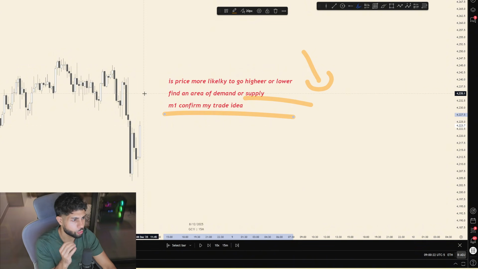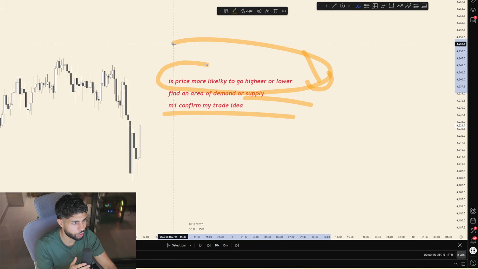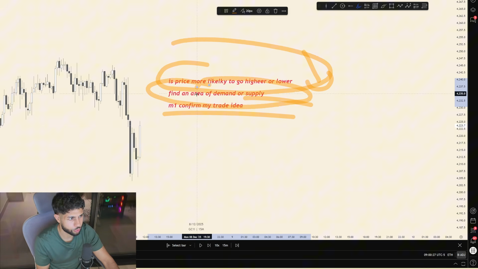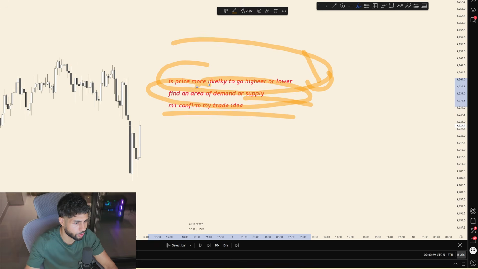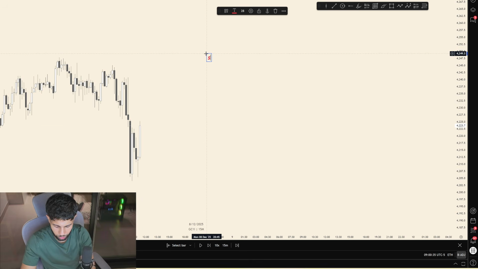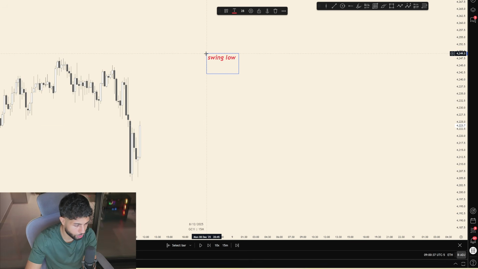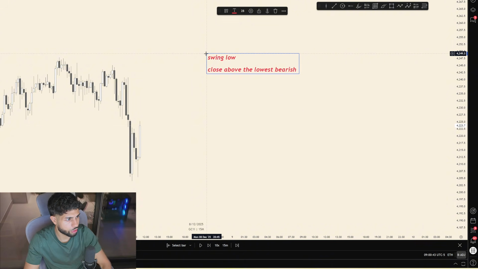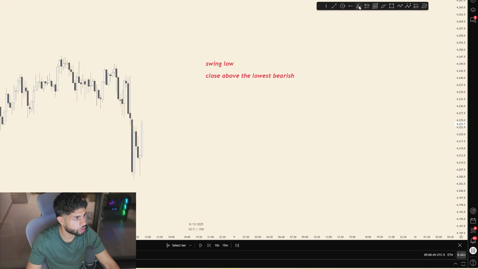And now a lot of people struggle with really the bias, and I'll show you how to find the best areas of demand and supply. So when you're looking for an area of demand, all you want is a swing low. Okay, that can be any candle color, and then a close above the lowest bearish candle. And remember, you're always looking to the left of the swing low.